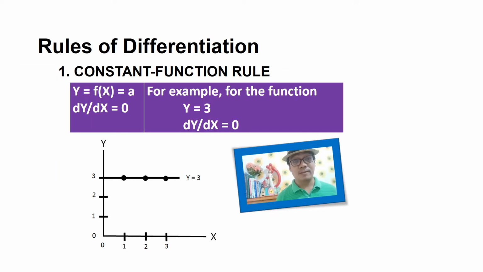Rules of differentiation. The rules of differential calculus are a simple method to compute marginal values. 1. Constant function rule. The derivative of a constant function, y equals f of x equals a, is 0 for all values of a, the constant. For example, for the function y equals 3, dy over dx is equal to 0. Since y is defined to be a constant, its value does not change for any value of x, and so dy dx, the slope of the line, is 0, as in the figure below.